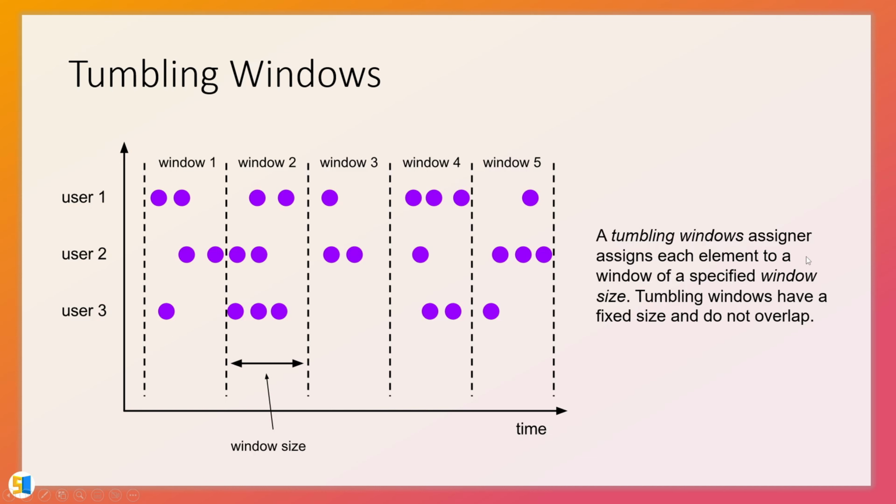Tumbling windows assigner assigns each element to a window of a specified window size. Tumbling windows have a fixed size and do not overlap. For example, if you define a tumbling window of 5 minutes, the stream will be divided into 5 minute intervals, right? From 0:00 to 0:05, from 0:05 to 0:10, and so forth.